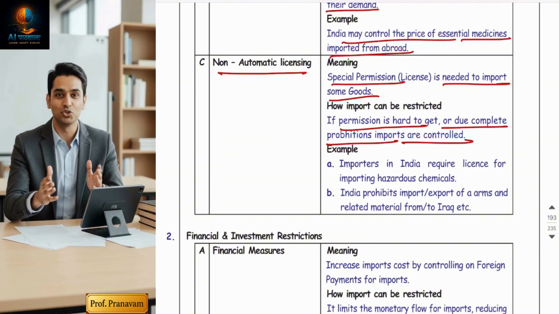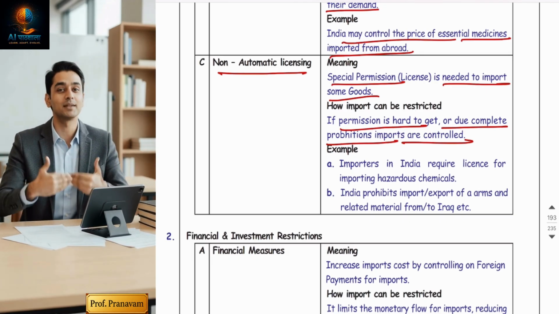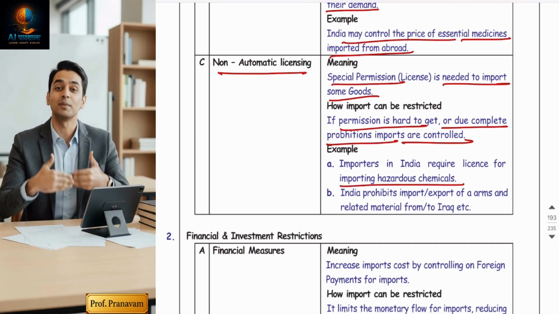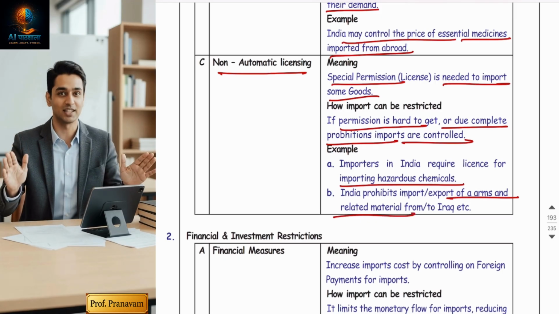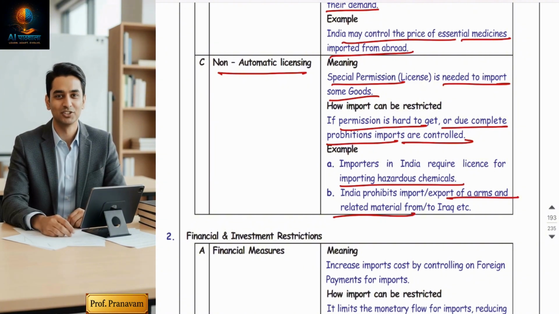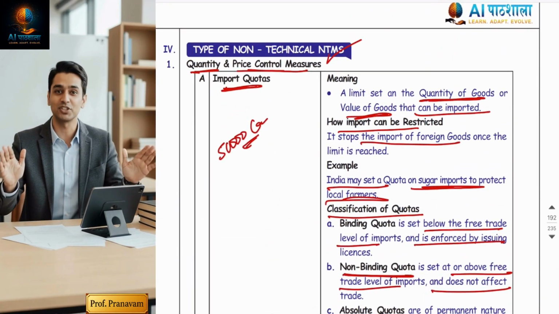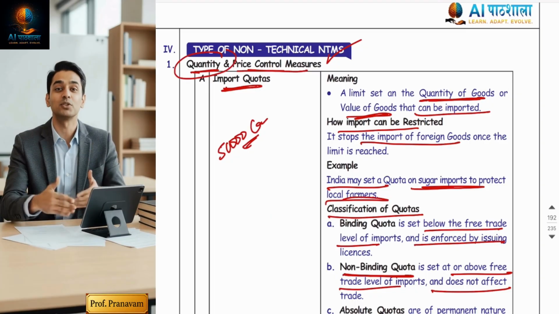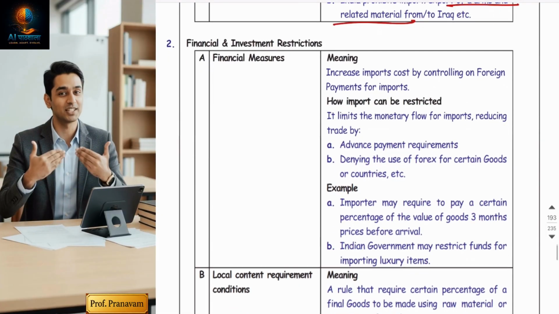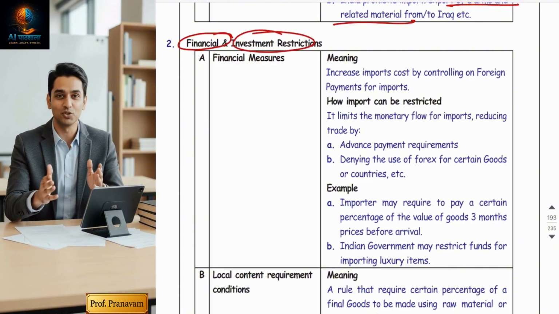License procedures are complex and time consuming. Delays discourage imports. Examples: importing of hazardous chemicals in India, and import and export of arms and ammunition related materials, etc. These can be imported only under licensing. Hope you got it. So this was the first part: import is restricted by a quota, a restriction on quantity, or by controlling the prices.